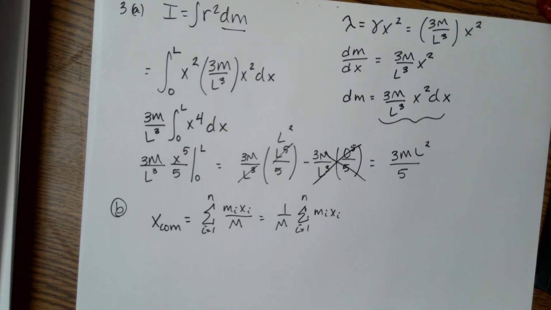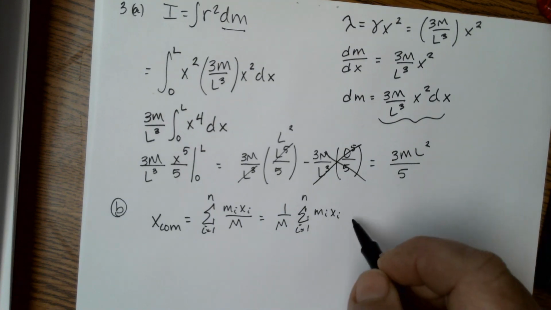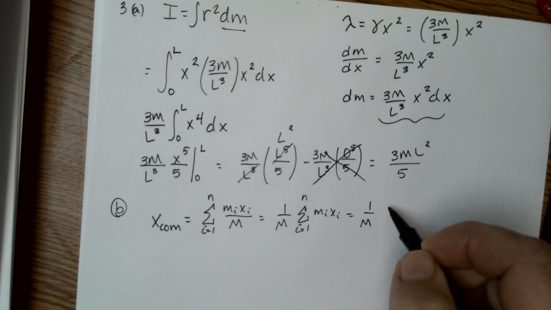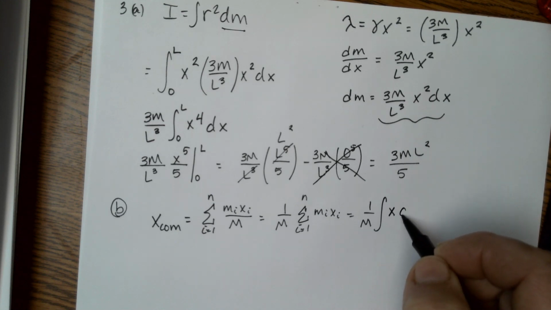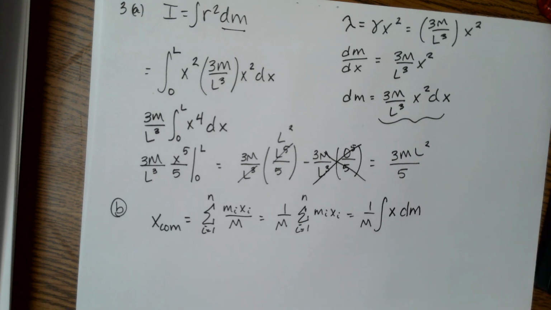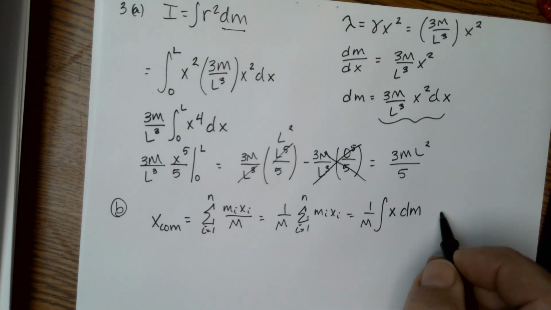But we all know that summations are integrals. So we get 1 over m times the integral. Now, we're going to integrate x with respect to mass. You'll see this in some textbooks as your equation for the center of mass. So that's what we're going to do.